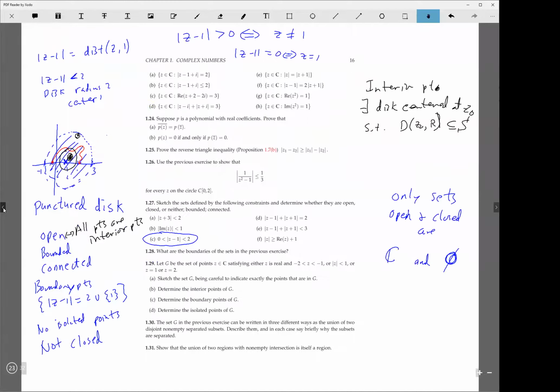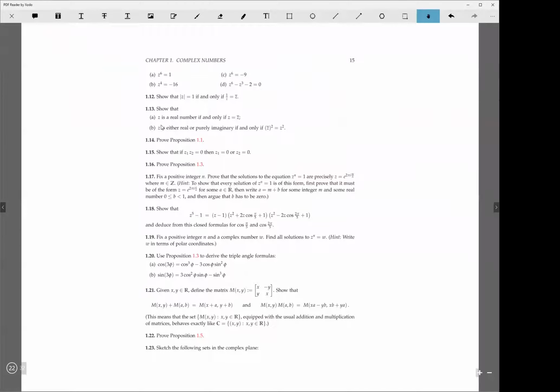Can I ask 11b? I don't know how to do it with negative numbers. Okay, this one right here, 11b. Z to the fourth equals negative 16. Okay, so let's do this one right here. There might be enough space in the margin. So what you want to do is write negative 16 in polar form.